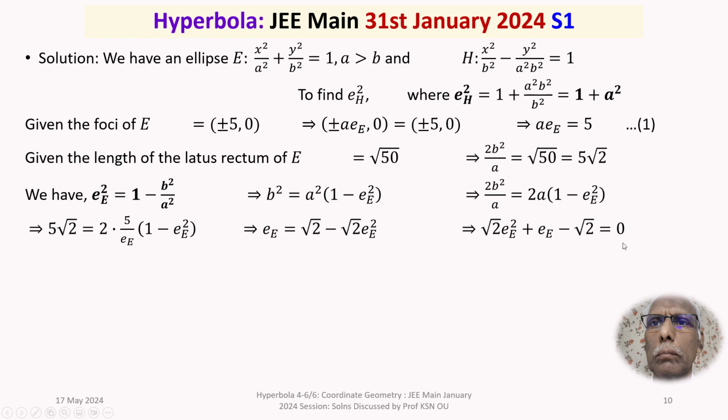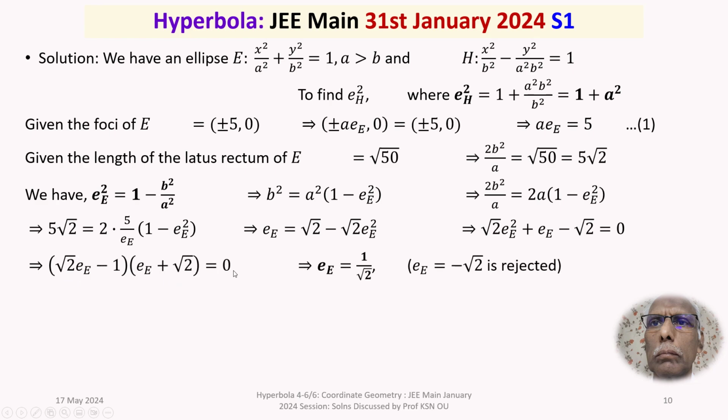Factorization is very simple: root 2 e minus 1 multiplied by e plus root 2. From this, we will get the eccentricity of the ellipse is 1 by root 2. And e equal to minus root 2 is rejected because the eccentricity cannot be negative. So we take this, and look at equation 1. From 1, you can find the value of a because the eccentricity e is known to us. So we have from 1, a is equal to 5 by the eccentricity of the ellipse, and the eccentricity of the ellipse is 1 by root 2, that is 5 root 2.